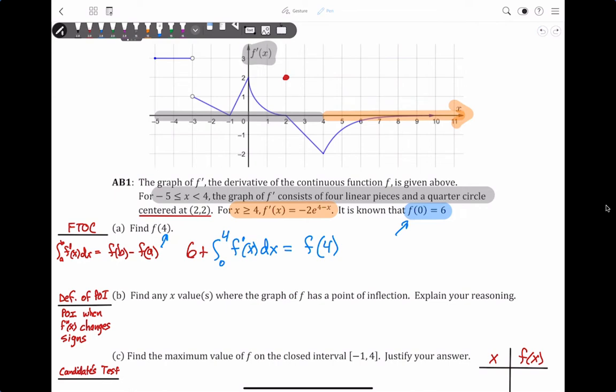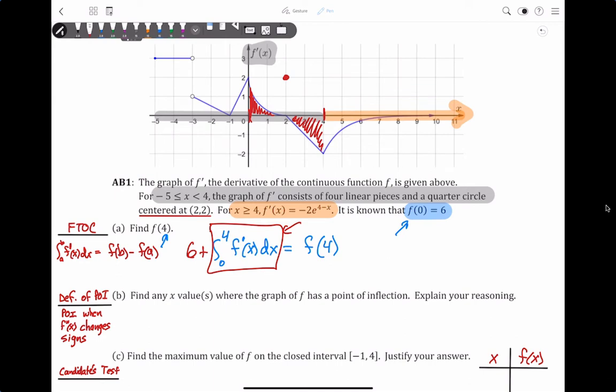So let's go to the graph, and we're going to look for the area underneath the curve between the f prime of x graph and the x-axis between 0 and 4. So between 0 and 4, we're looking for this area right here, and we're looking for this area right here. That will give us our displacement, which is this value that's in the box right here.